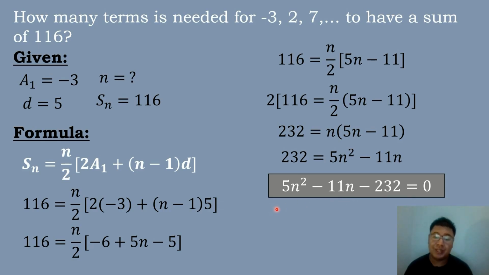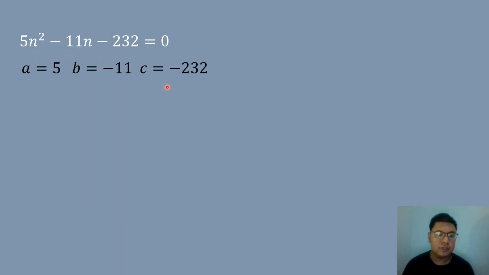So this is a quadratic equation. Since we are dealing with a quadratic equation, we will solve the value of n using the quadratic formula. So the given is 5n squared minus 11n minus 232 is equal to 0. So we will identify the values of a, b, and c. a is the numerical coefficient of the quadratic term, which is 5. And then b is equal to -11, the linear term. And then c is equal to -232, the constant term.